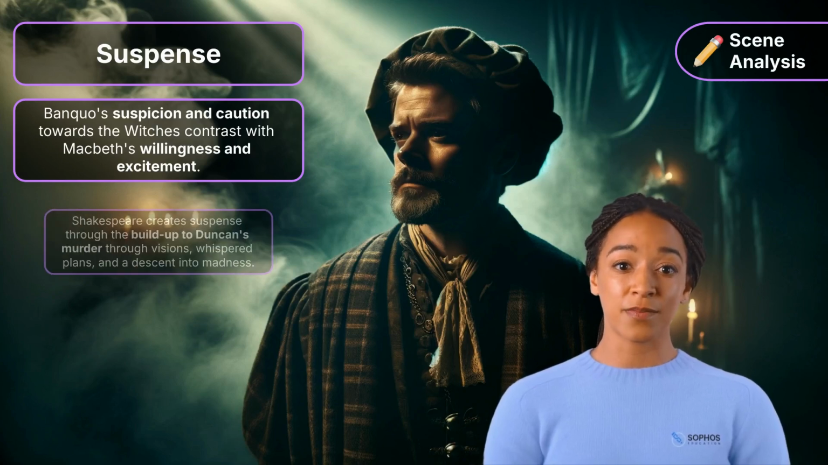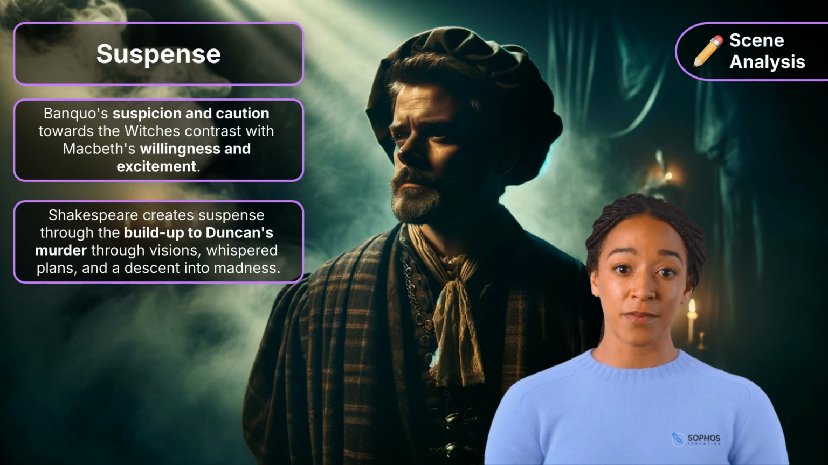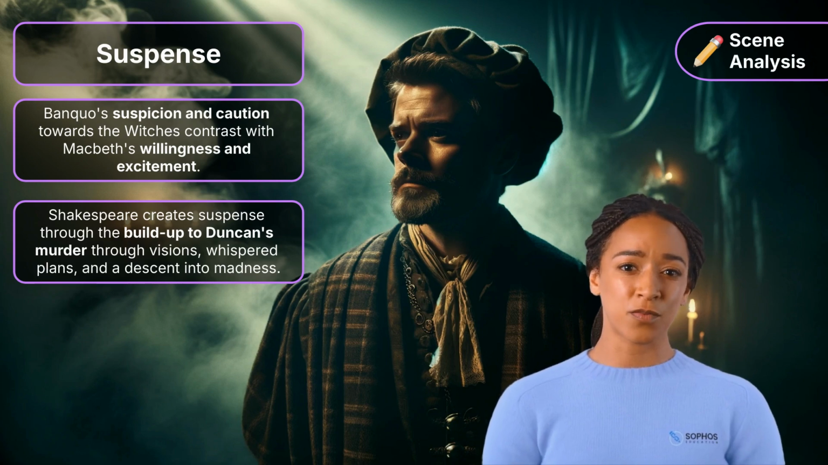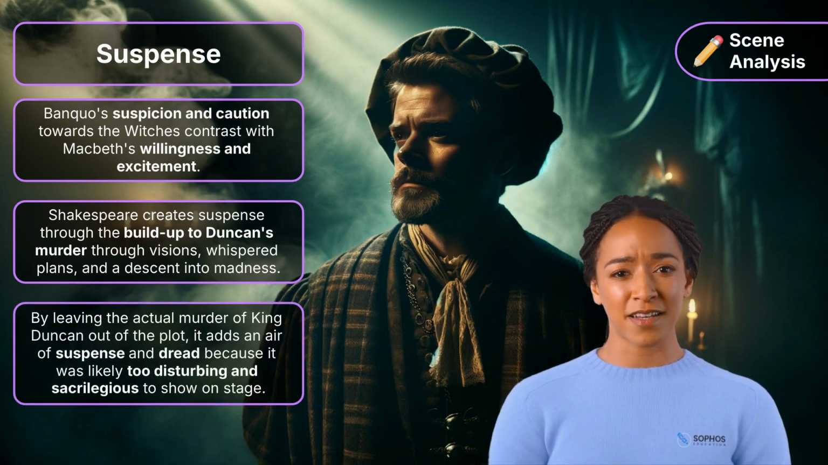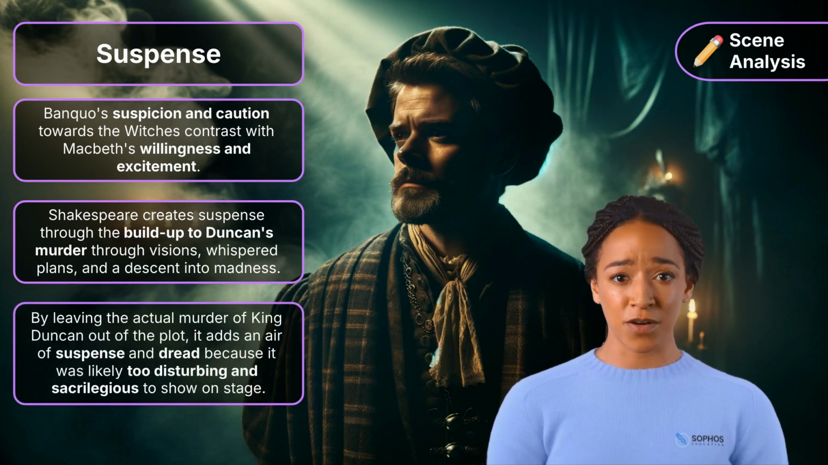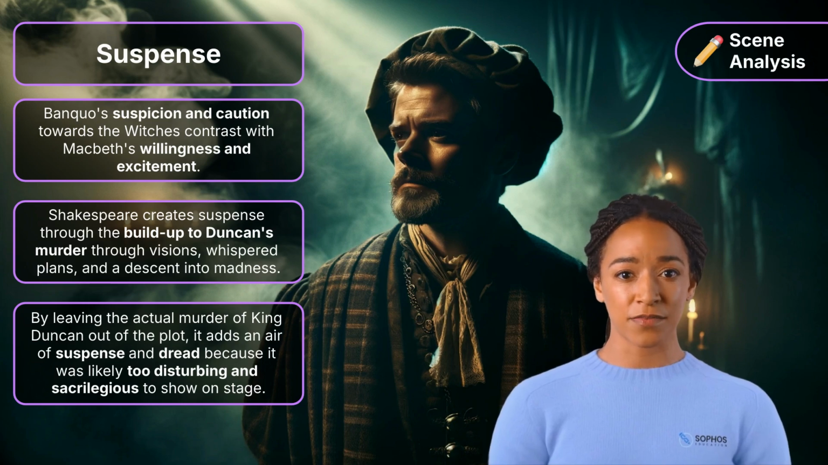Next, there is building suspense from what we know is about to happen, the murder of King Duncan. It's like watching a horror movie and knowing the jump scare is coming, but you're on the edge of your seat anyway. Shakespeare's genius is the build-up to Duncan's murder, through visions, whispered plans, and a descent into madness. By ingeniously leaving the actual murder of King Duncan out of the plot, it adds an air of suspense and dread because it was likely too disturbing and sacrilegious to show on stage.